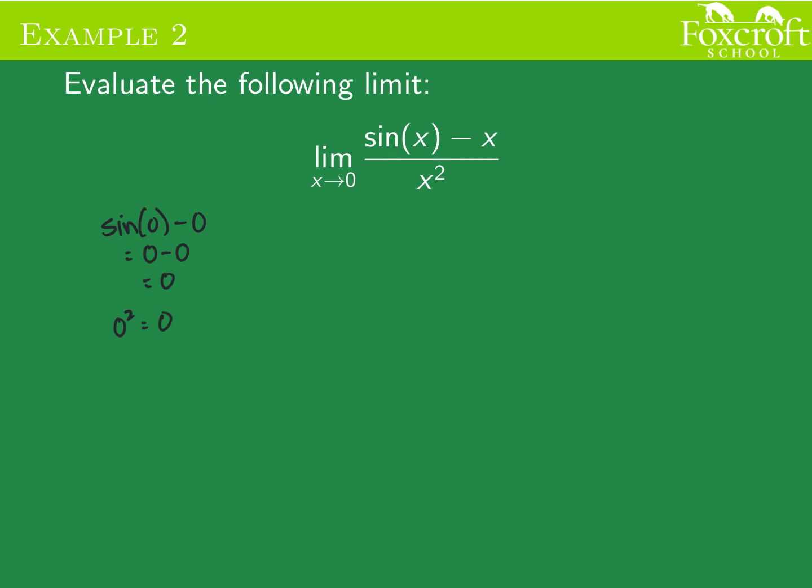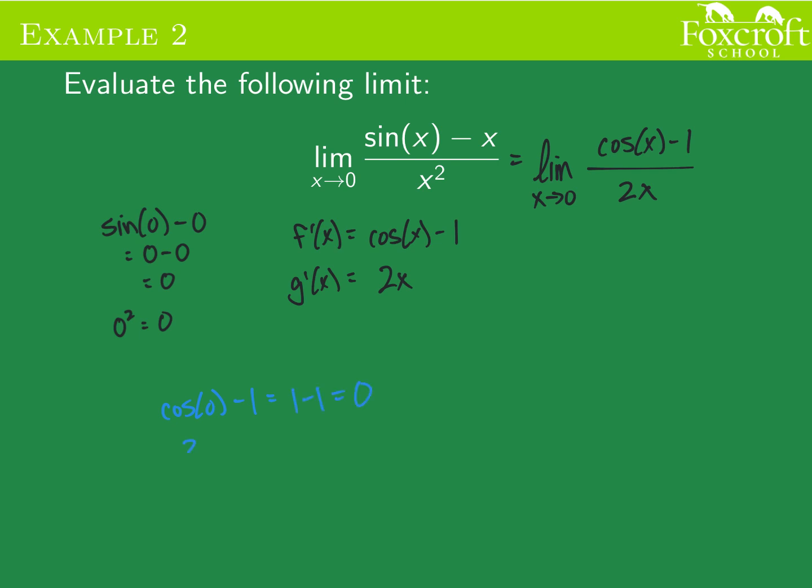L'Hopital's rule says you're going to take the derivative of the top. It's going to be cosine of x minus 1. The derivative of the bottom is 2x. So now this limit is equal to the same limit, but instead I'm using these derivatives, cosine of x minus 1 over 2x. And now again, we try to plug in 0. If I plug in 0 on the top, cosine of 0 minus 1. Cosine of 0 is 1, and I get 0. Plug in 0 on the bottom, 2 times 0 is 0. So in this case, I'm not done. I got another 0 on the top and bottom.